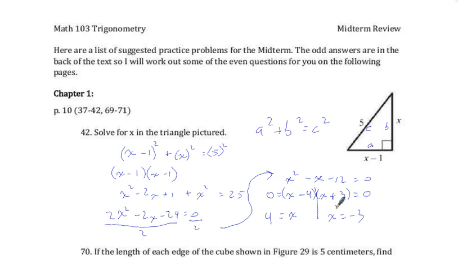So this solution, although correct for the algebraic equation that is found from the Pythagorean theorem, the only value that works in this real problem dealing with the dimensions of this triangle would be the positive value of 4.